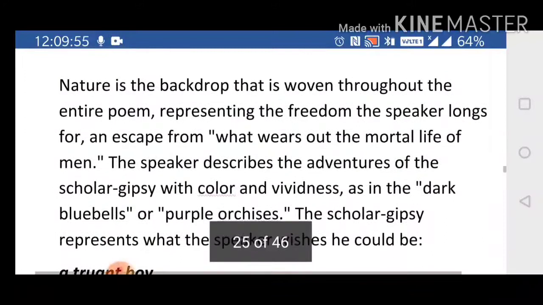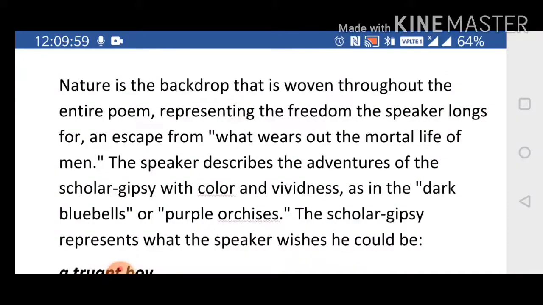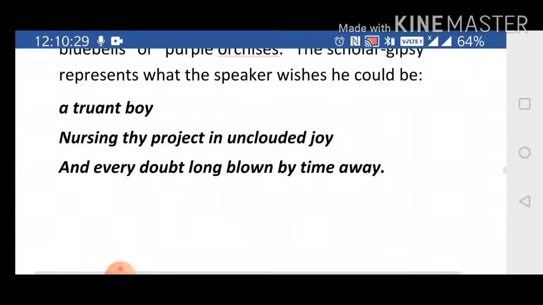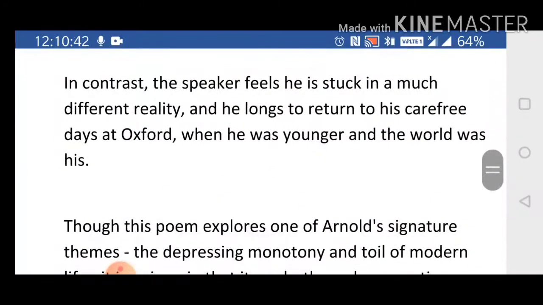Nature is the backdrop that is woven throughout the entire poem, representing the freedom the speaker longs for, an escape from what wears out the mortal life of men. The speaker describes the adventures of the scholar gypsy with color and vividness, as in the dark bluebells or purple orchises. The scholar gypsy represents what the speaker wishes he could be: a truant boy nursing thy project in unclouded joy, and every doubt long blown by time away. In contrast, the speaker feels he is stuck in a much different reality, and he longs to return to his carefree days at Oxford when he was younger and the world was his.